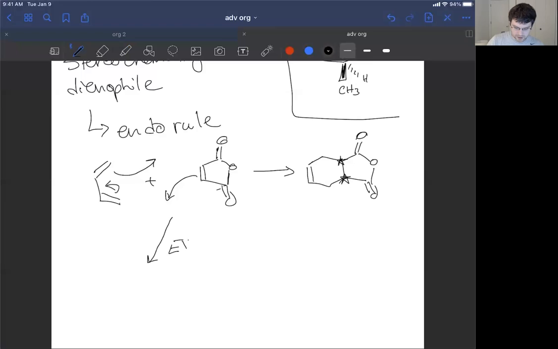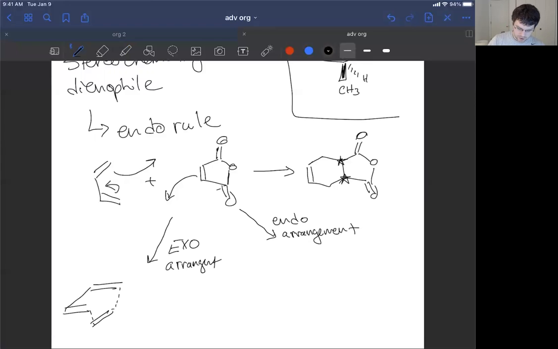We can have the exo arrangement and the endo arrangement. And exo and endo come from how these things are positioned relative to the forming ring. So I'm going to once again consider my perspective drawing to show the formation of the ring system. And I use dashed lines to allow me to kind of see how the bonds are being formed.